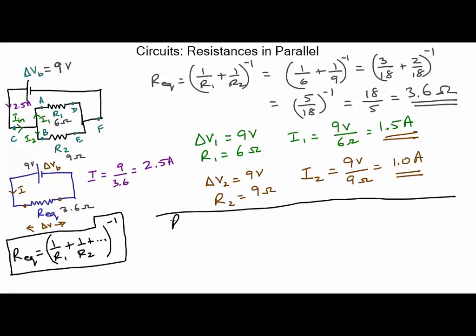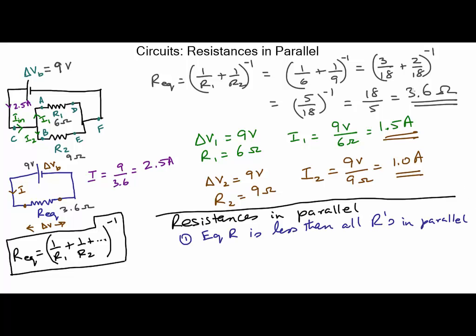When we have resistances in parallel, number one, the equivalent resistance is less than all the resistances in parallel. We see that here our resistances in parallel were 6 ohms and 9 ohms, and our equivalent resistance was less than both of those at 3.6 ohms. At first that might surprise you. We added resistances to the circuit and reduced the overall resistance of the circuit. That does not happen in series.